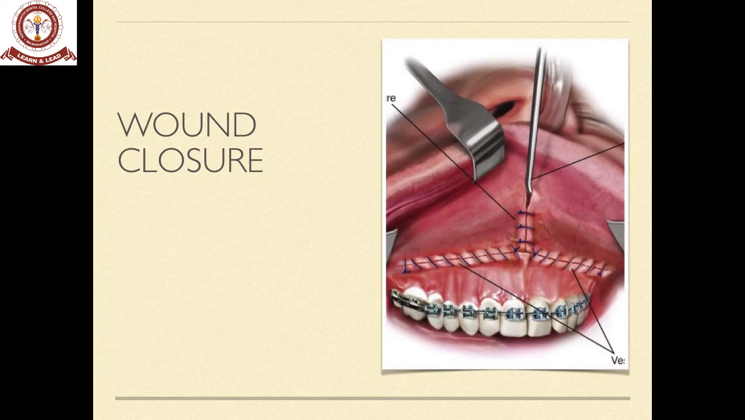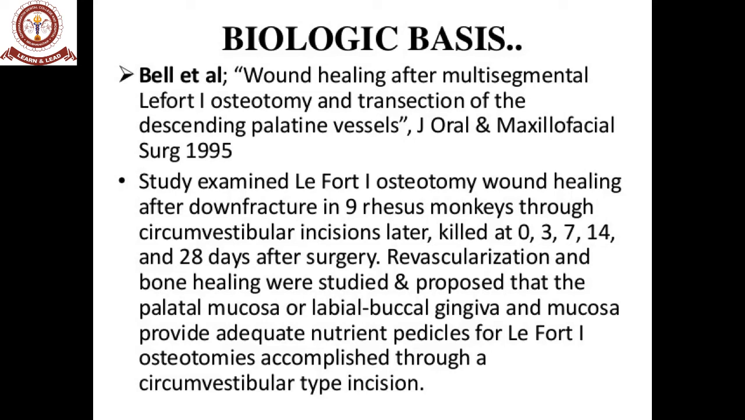When we are talking about completely doing a disjunction of the maxilla from the cranial base, we need to understand how the blood supply will be there for the maxilla, because we are completely making a through and through osteotomy in the maxilla. Certain biological studies were done and put forward by Bell, a pioneer of orthognathic surgery. They did this research using the rhesus monkey. They made these osteotomy cuts in the maxilla of the monkey, and then they tried to analyze the neovascularization, or how the vascular channels were formed after surgery.